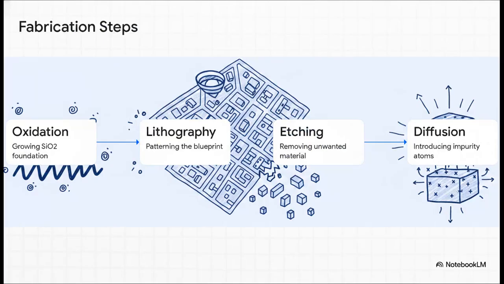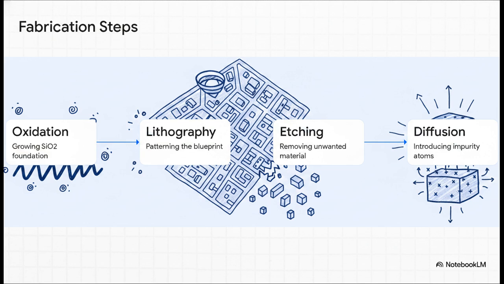To build our microcity, we rely on a sequence of highly specialized construction phases. First up is thermal oxidation. And we aren't just laying down an insulator here. Actually, we are growing a pristine layer of silicon dioxide directly out of the silicon itself. The magic here is that the interface between the silicon and the dioxide is remarkably defect-free, which keeps stray electrons from getting trapped at the surface.